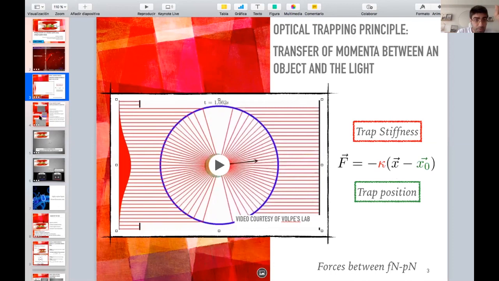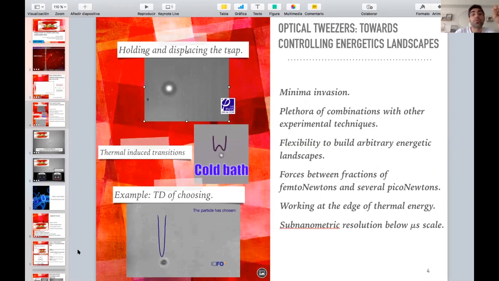But beyond biophysics, optical tweezers have been used to unravel problems in statistical mechanics or in the dynamics of fluids. For example, we are able to displace a particle in a fluid in order to study its viscoelastic features, so to do microrheology. We are able to induce thermal transitions between different states. We can change the temperature of our bath in order to enhance this jump between different positions.